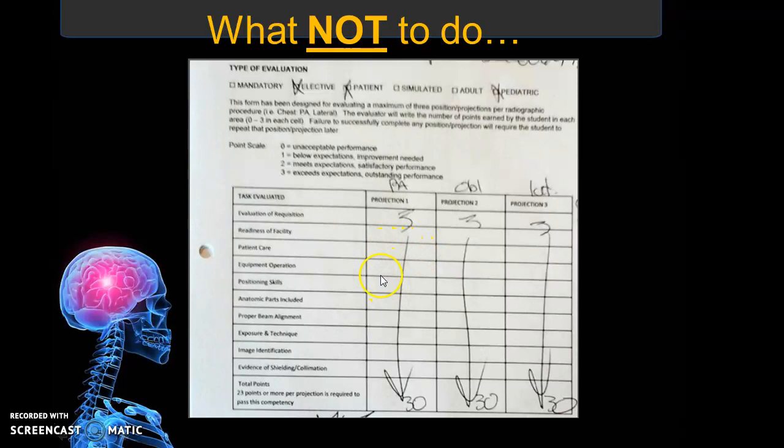So each one of these has to have a number. No arrows all the way down. So that is what not to do.